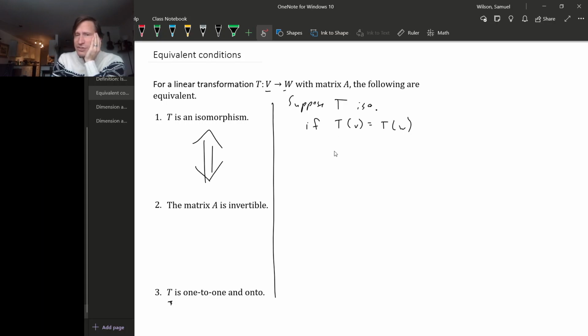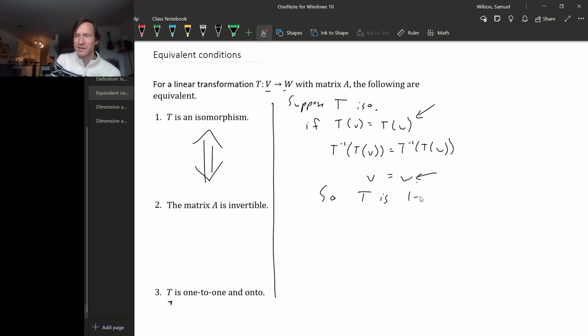But we have an inverse for T, so we can apply T inverse to both sides of this equation. We get T inverse of T of V is equal to T inverse of T of W. But T and T inverse are inverses. So T inverse of T of V is V, and T inverse of T of W is W. So we assumed that the outputs were the same. We proved the inputs are the same. So T is one-to-one. Now let's do onto.